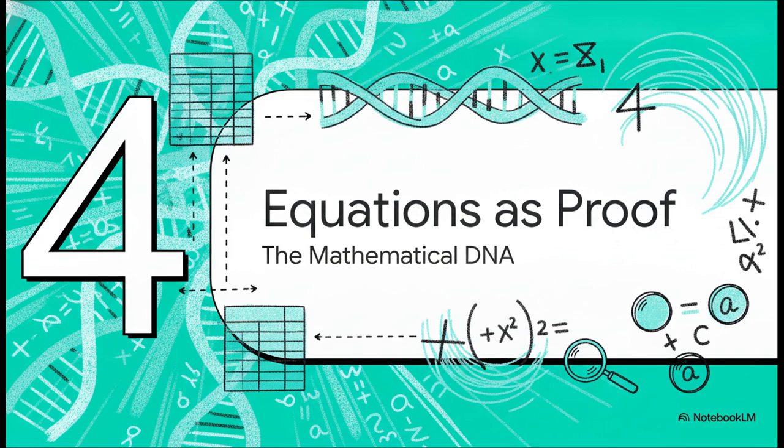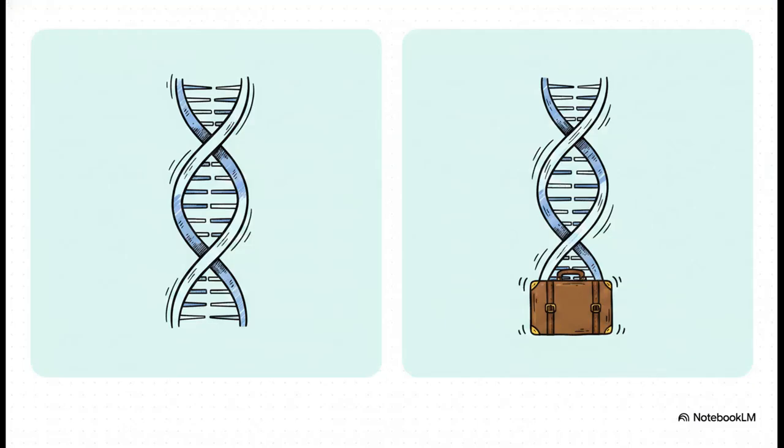Moving right along to section 4, equations as hard proof. We've tracked tables and checked graphs, but now we need the absolute hard proof. We need to look at the mathematical DNA of our suspects, the equations. When you look at a proportional equation, its DNA is incredibly clean. It always takes the exact form y equals k times x. For example, y equals 4x. There's no extra baggage there.